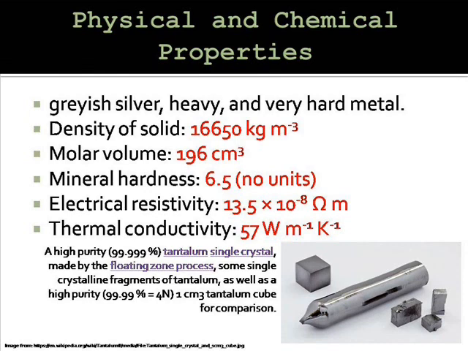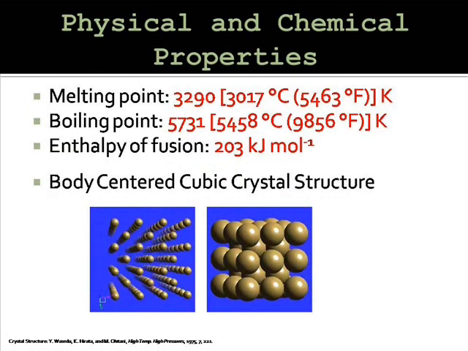Its density is 16,650 kg per cubic meter. The molar volume of tantalum is 10.9 cubic centimeters. Other properties include its metal hardness, electrical resistivity, and its thermal conductivity. You can see in the image below the grayish silver color of tantalum. Its melting point is around 3017 degrees Celsius, while its boiling point is around 5458 degrees Celsius, and its enthalpy of fusion is 36.57 kilojoules per mole. It has a body-centered cubic crystal structure as shown.